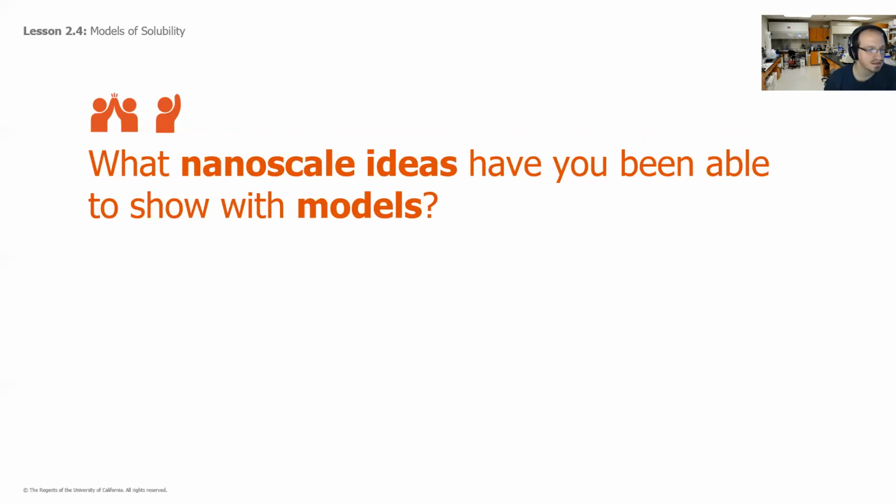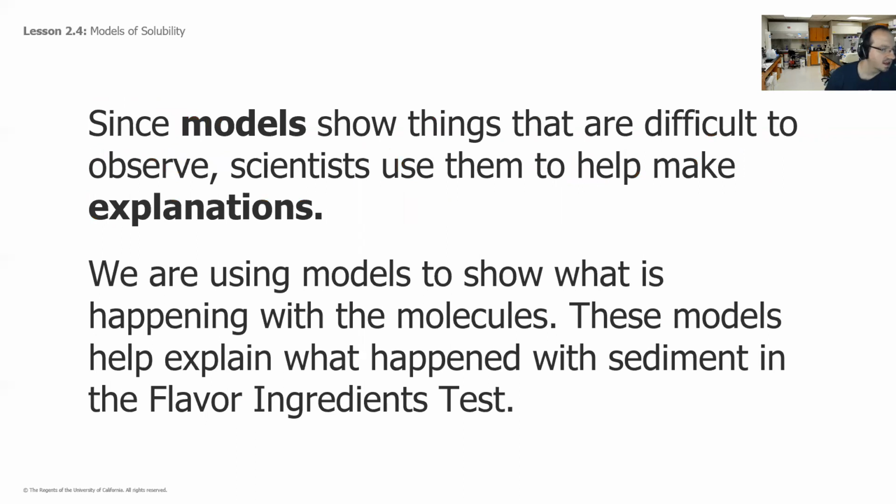All right, so some of the things you should have come up with there, things like attraction between molecules, which we showed in our fan model and in that solubility model last week. We've been able to show different things: mixing, dissolving, spreading out. And since models show things that are difficult to observe, scientists use them all the time to help make explanations. So we're using models to show what's happening with these molecules, right? These models help explain what happened with sediment in our flavor ingredient test.